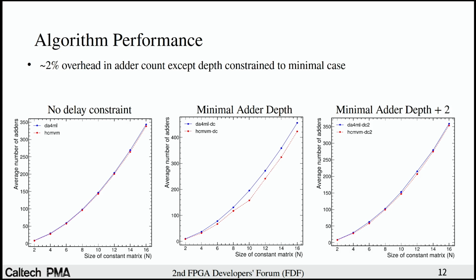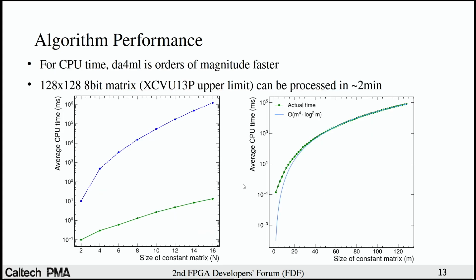So this is basically a visualization of the table as shown in the previous slides. Here, for the no delay constraint case and the minimum delay constraint plus 2 case, we are basically recovering the performance of the HCMVM. And for the delay constraint with minimum adder depth, we are around 8% less efficient, though there's a bug, so this will probably be recovered later. However, without any context, we are just reinventing the wheel with a less performant algorithm.